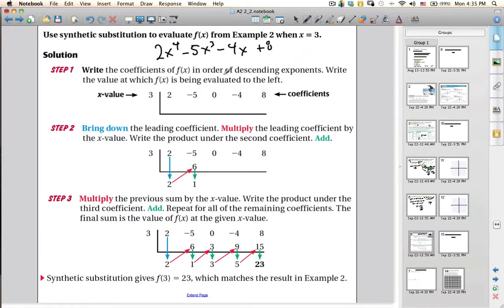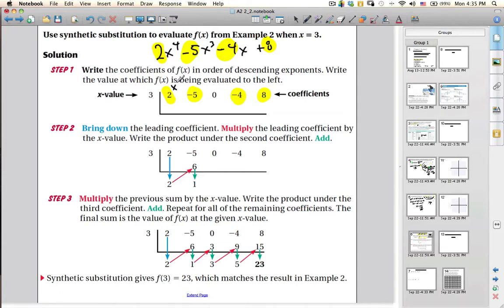Okay, and you'll notice that I'm taking the coefficients here. I take the 2 and I put it here. I take the negative 5 and I put it there. I take the negative 4 and I put it there, and I take the 8 and put it there. But why is this 0 here? Well, the 0 is here because I have to account for every power. So I had the fourth power, the third power, and then I didn't have a second power. So the 0 is in for the second power.